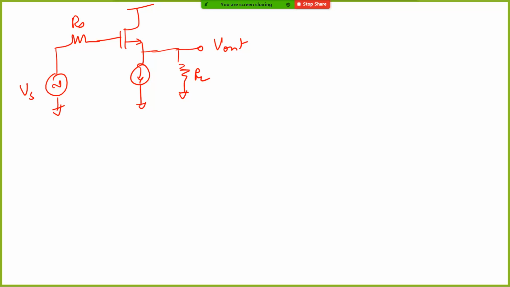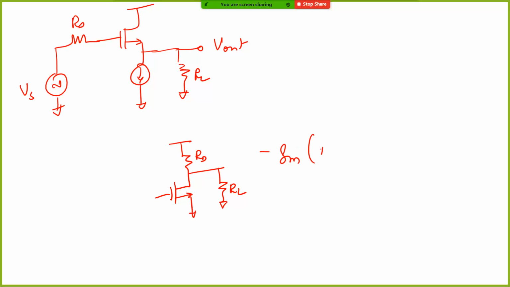Now the other thing that we see here is, we have not yet looked at OTAs, but suppose you take a common source amplifier, for example, and now RD, if you connect it to this RL directly, what will happen?